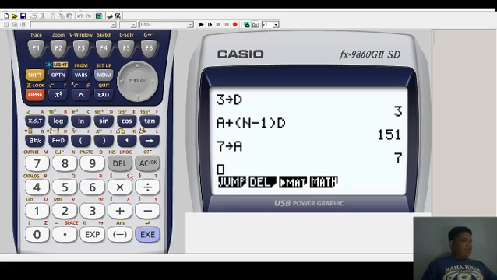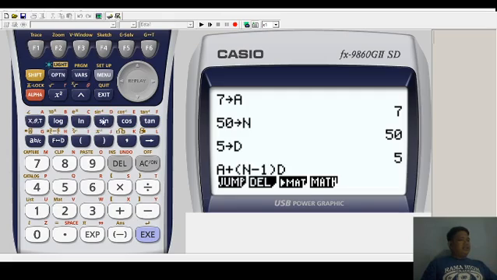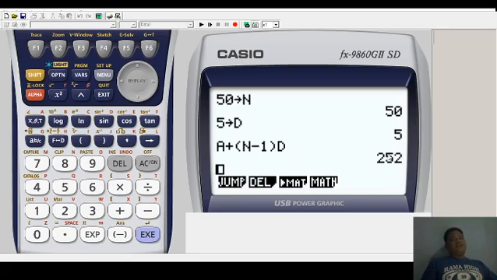Now we need to assign 50, then click this arrow right, and then click alpha 8, so that 50 will be assigned to our variable N, and then press execute. This time our common difference is 5, so you press 5, assign that to alpha sin, which is D, then press execute. Then you need to key in again the formula for our arithmetic sequence, A plus the quantity of (N minus 1) times D. And that would be 252, right? So we have 252 as the 50th term of column 2.